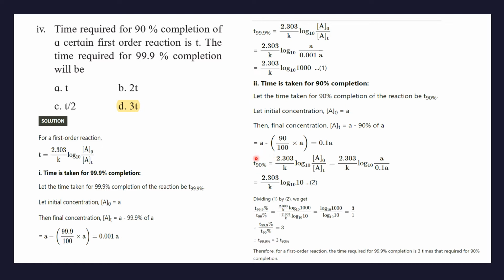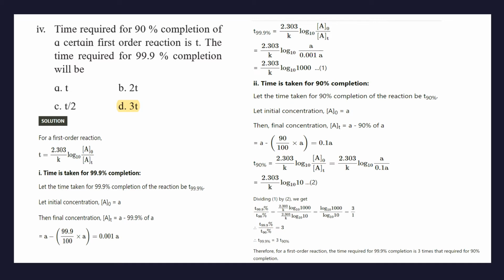Therefore, T 90% is equal to 2.303 upon K logarithm to the base 10 A0 upon AT, which is equal to 2.303 upon K logarithm to the base 10 A upon 0.1 A. This on calculation we can write T 90% is equal to 2.303 upon K logarithm to the base 10, 10. Now dividing equation 1 by 2. This is equation 1 and this is equation 2.